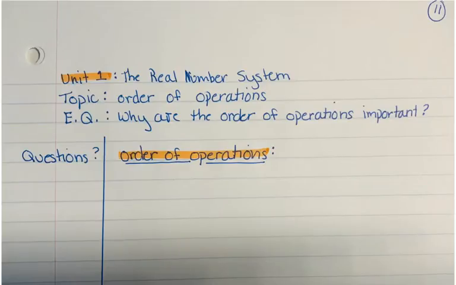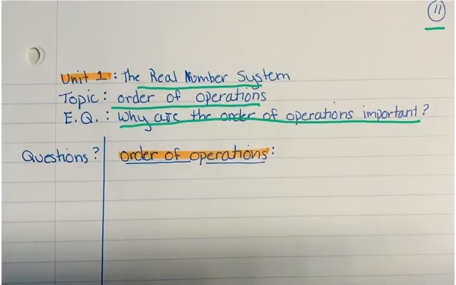Okay, we should be on page 11 or around there. Our unit is the real number system. Our topic for today is order of operations. And our essential question is, why are the order of operations important? Remember, you want to complete your questions along the left-hand side if there's something you're confused about as I'm going over this. And then we're going to focus on the order of operations.